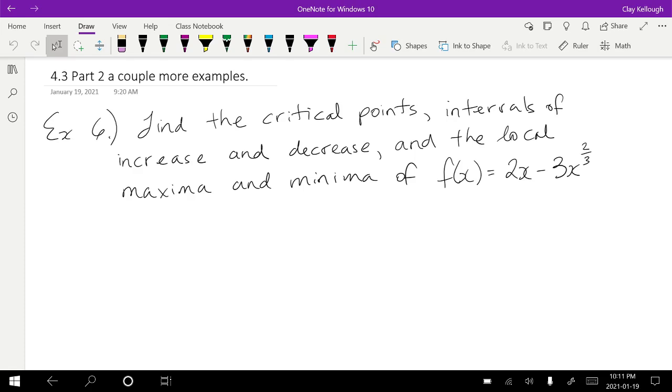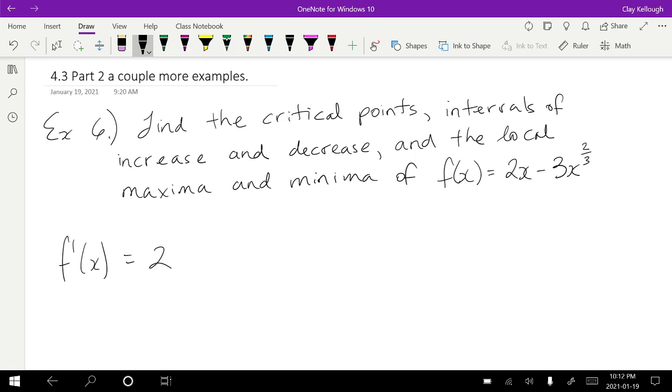critical points, intervals of increase and decrease, and the local maxima and minima of f of x equals 2x minus 3x to the 2/3. Okay, so first things first, let's get a derivative. If we're going to get the derivative of this, then f prime of x is equal to, let's see, the derivative of 2x is 2.